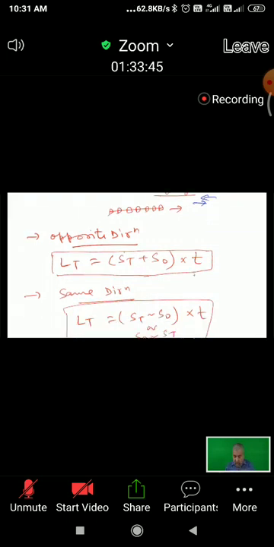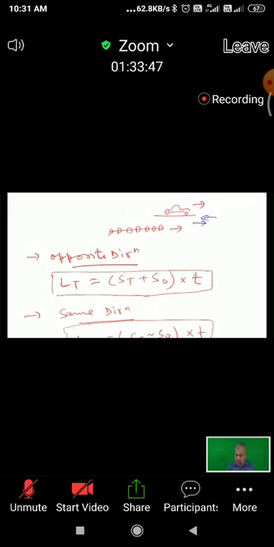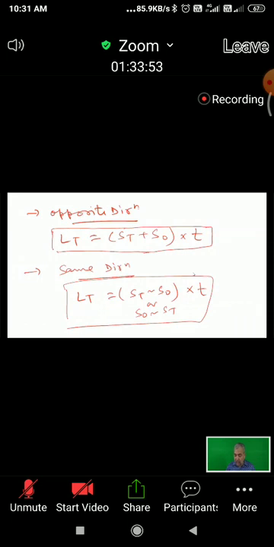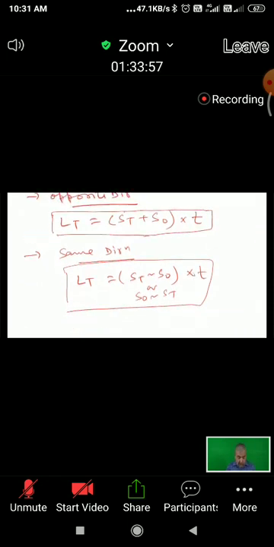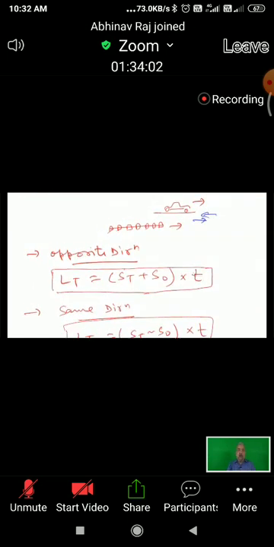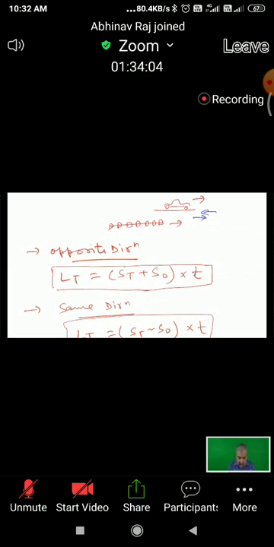Okay, I'm explaining. So opposite direction, length of train equals relative speed, that is sum of speed, into time taken. And same direction, length of train equals relative speed, that is difference of speed, into time taken. Meet Bandari, there is fifth and sixth possibility also, that I will tell you in the next class.